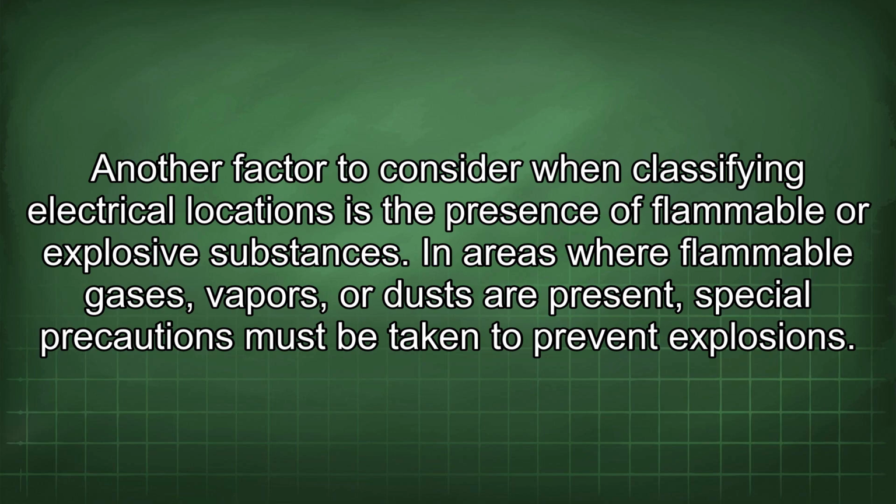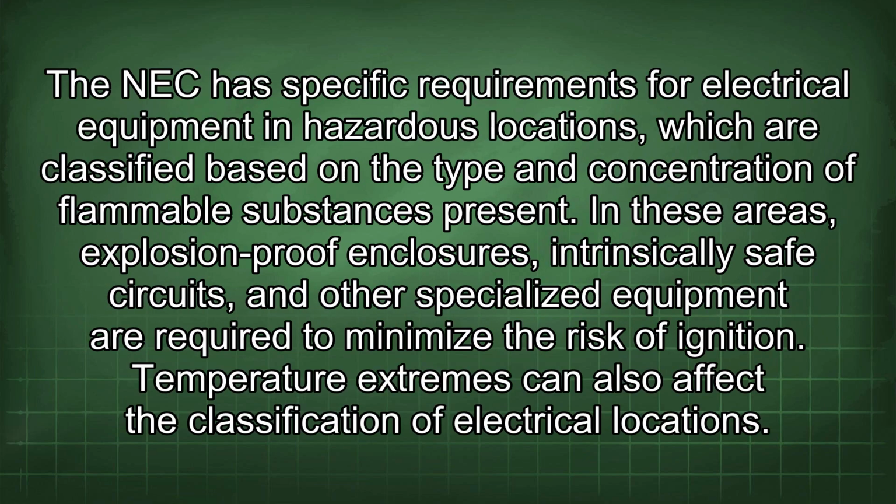Another factor to consider when classifying electrical locations is the presence of flammable or explosive substances. In areas where flammable gases, vapors, or dusts are present, special precautions must be taken to prevent explosions. The NEC has specific requirements for electrical equipment in hazardous locations, which are classified based on the type and concentration of flammable substances present. In these areas, explosion-proof enclosures, intrinsically safe circuits, and other specialized equipment are required to minimize the risk of ignition.